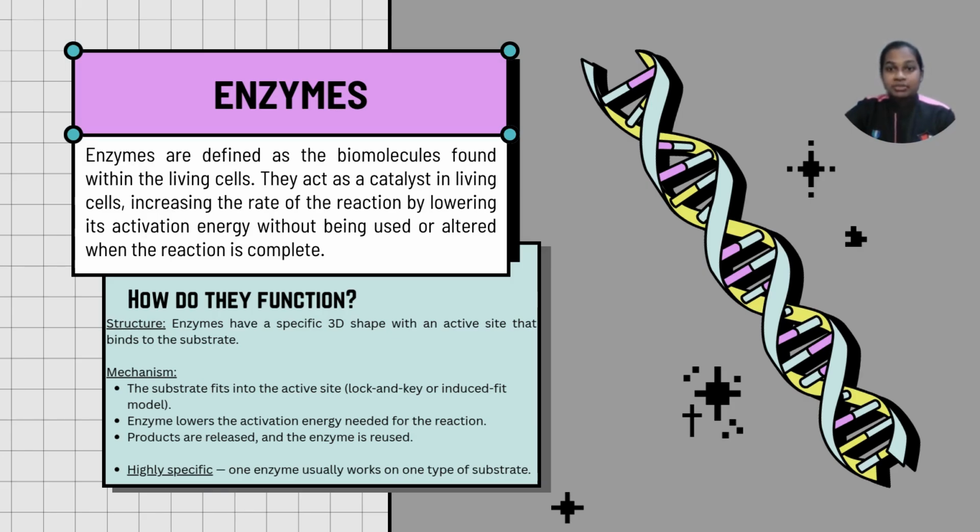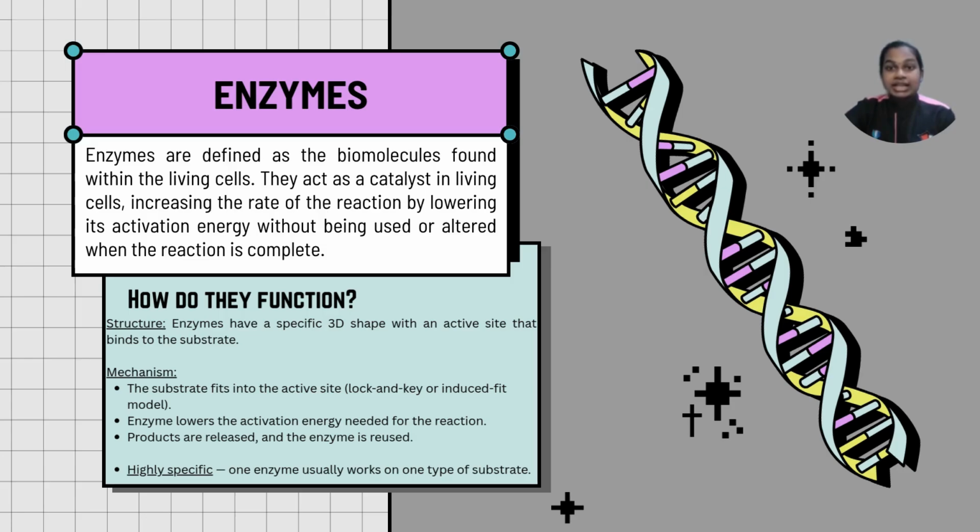Let's look at how enzymes function. Enzymes have a specific three-dimensional shape, and within that shape is an area called the active site. This is where the substrate, the molecule the enzyme acts on, binds. There are two common models to explain the interaction: the lock and key model, where the substrate fits perfectly into the active site, and the induced fit model, where the enzyme adjusts slightly to bind the substrate.